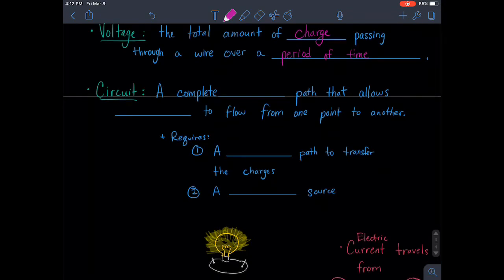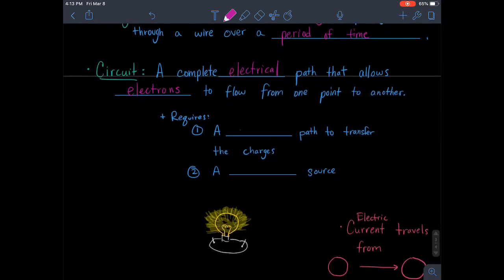And a circuit is what we use to complete an electrical path. So you can have a wire that's connected to a battery, but it's not going to do anything unless you have a complete path. And so a complete electrical path is what we would call a circuit, or a circuit is a complete electrical path that allows electrons to flow from one point to another. It requires two things. It requires a conductive path. So we got to have a conductor, some type of conductive material that can conduct electricity, meaning that the electrons are able to actually move through it.